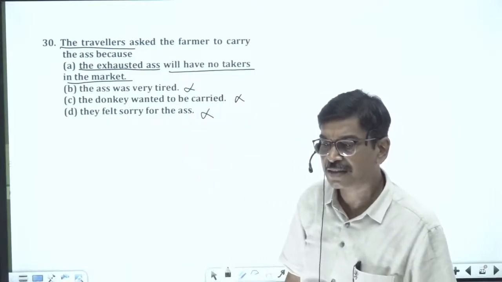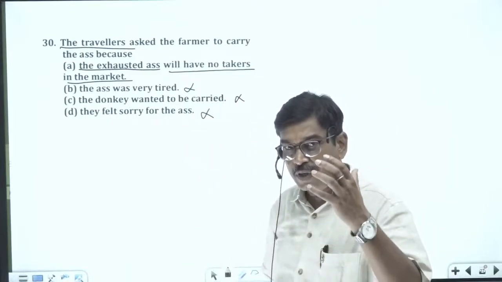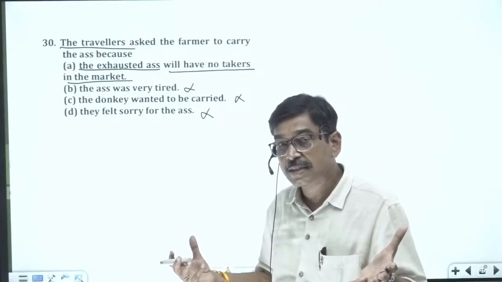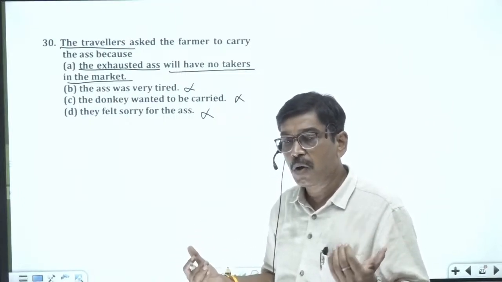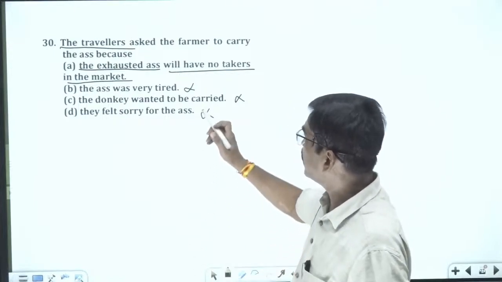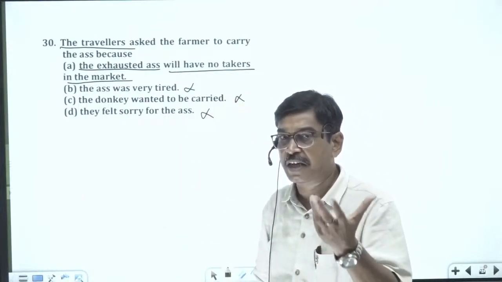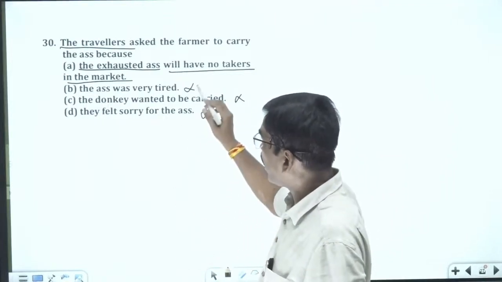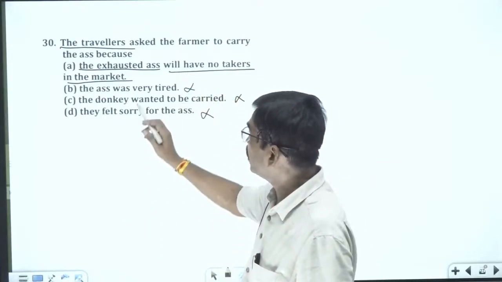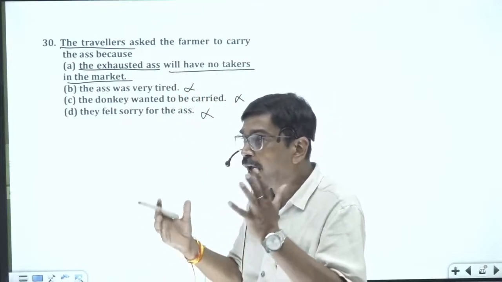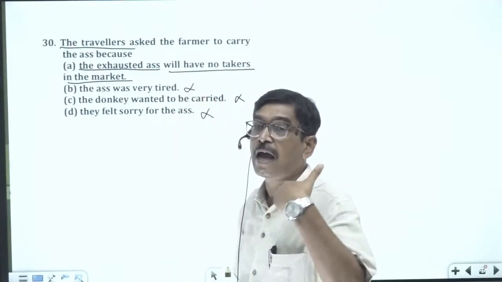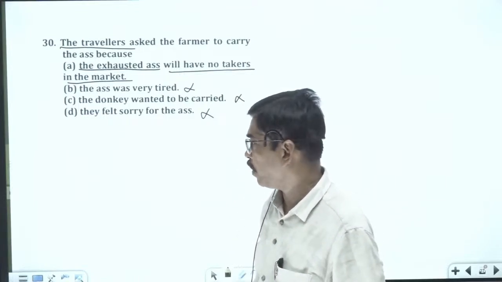It means travelers communicated to the farmer that if such type of very weary, exhausted ass is here, how can you take a fancy price? You can't take a fancy price for your ass. So please, it will have no takers, no purchasers. Takers means here no purchaser. So please try to understand. So travelers asked the farmer to carry the ass because the exhausted ass will have no takers. Will have no takers means no purchaser. That's the basic point to understand. So exhausted means tired, just like very weary.